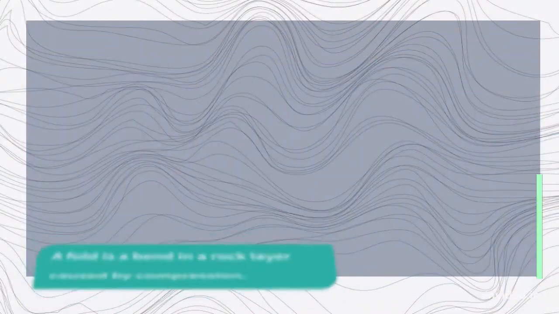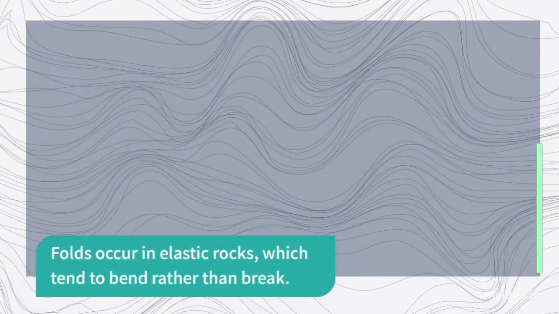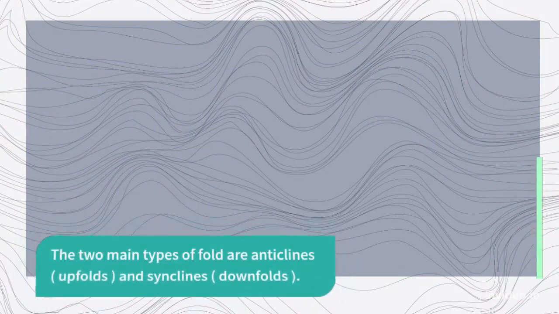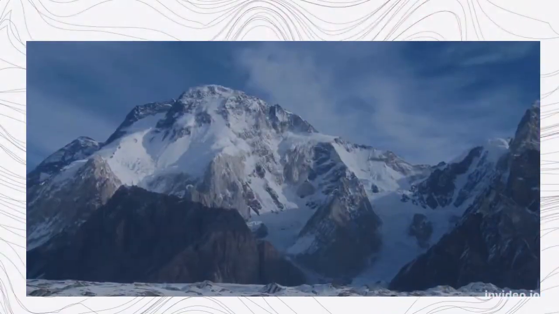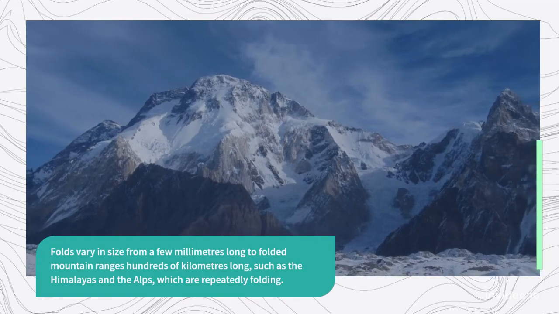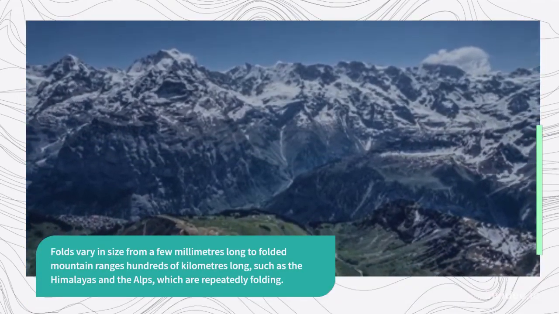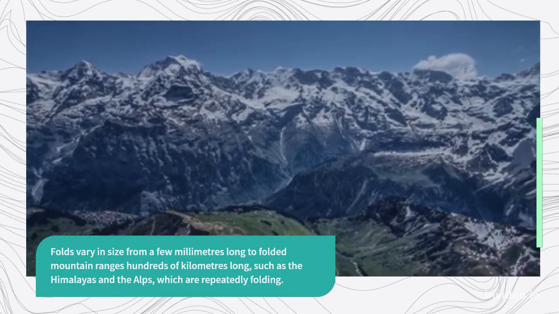A fold is a bend in a rock layer caused by compression. Folds occur in elastic rocks, which tend to bend rather than break. The two main types of fold are anticlines, upfolds, and synclines, downfolds. Folds vary in size from a few millimeters long to folded mountain ranges hundreds of kilometers long, such as the Himalayas and the Alps, which are repeatedly folding.